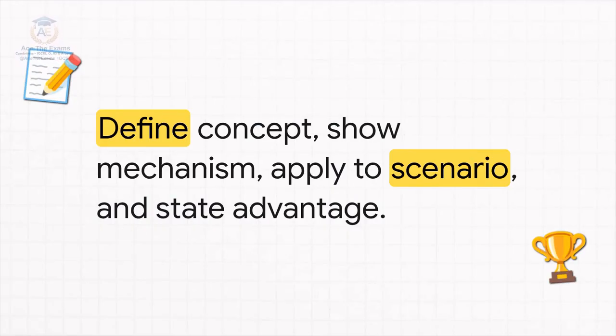So whenever you're faced with a long-form answer, think of this formula as your secret weapon. First, briefly define the concept. Then, show the mechanism. How does the code actually work? Next, you absolutely must apply it to the specific scenario data given to you in the prompt. Finally, state the overarching advantage using examiner-friendly wording.